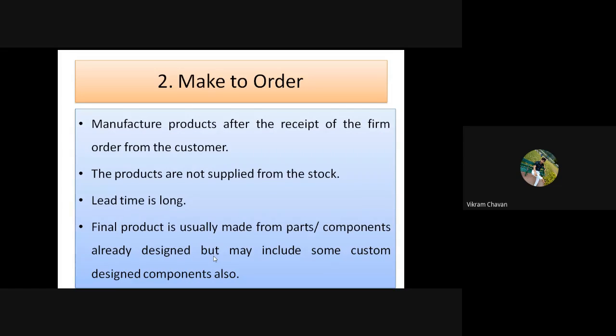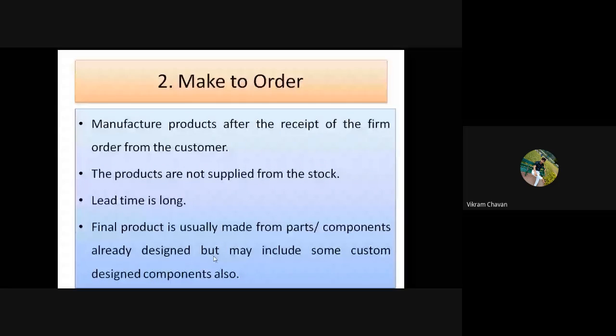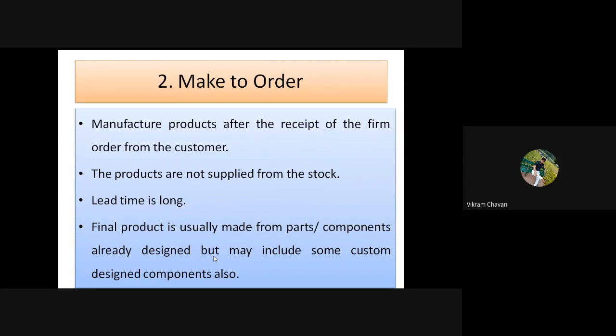So in make to order production, after receiving the confirmation from the customer side, only after that the production will start. That is nothing but make to order production. So there is no inventory of finished goods, so one cannot supply the product from the inventory or from the stock.